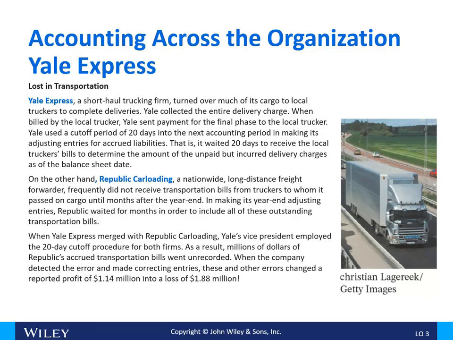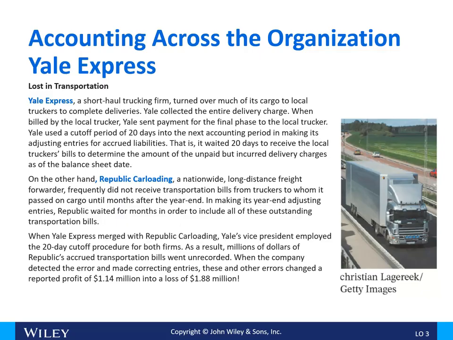Yale Express is a short-haul trucking firm. It turned over much of its cargo load to local truckers to complete deliveries. Yale collected the entire delivery charge from the customers. When billed by the local trucker, they sent a payment for the final phase to the local trucker. They used a cutoff period of 20 days into the next accounting period in making its adjusting entries for accrued liabilities. So what that means is they waited the 20 days to receive the trucker's bills to determine the amount unpaid but incurred delivery charges so they can have their balance sheet correct.